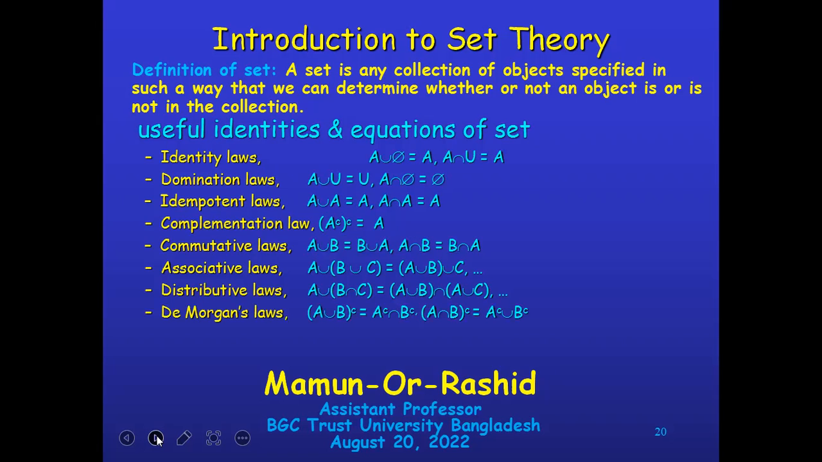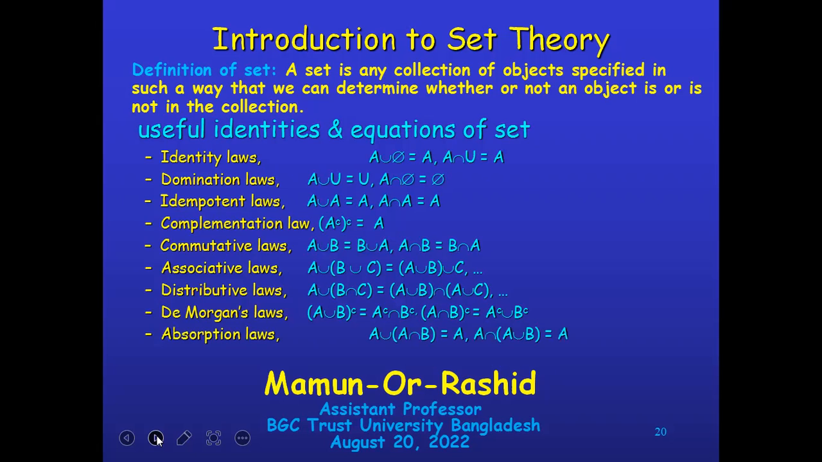Now, very important laws, which are very useful in electrical circuits and in applications of business and economics, De Morgan's laws. The complement of A union B equals the intersection of their individual complements. That means (A union B) complement equals A complement intersection B complement. Similarly, the complement of A intersection B equals the union of their individual complements. So this is called De Morgan's law.